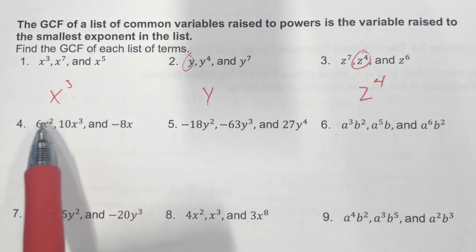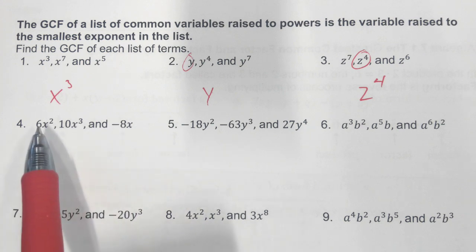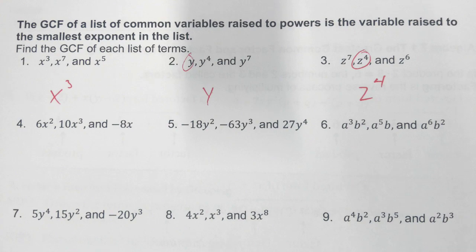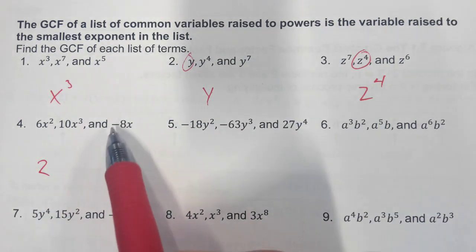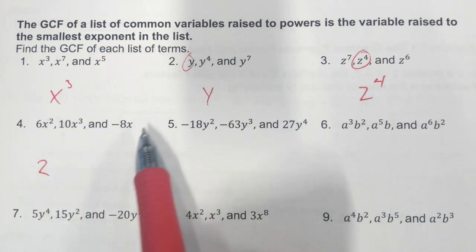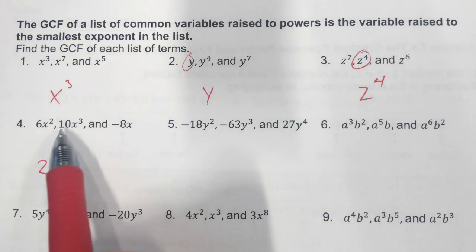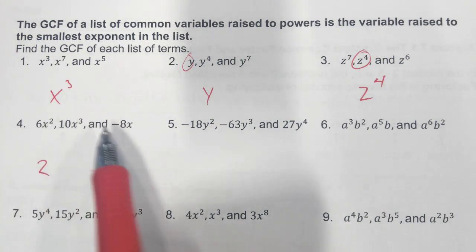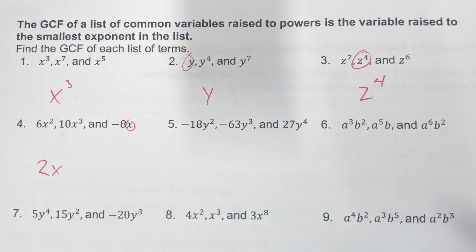We're going to start by looking at the coefficients, the numbers in front, and then we'll look at the variables. So let's start with the coefficients. 6, 10, and 8. The biggest thing that divides those three is 2. And we don't really care if that's a negative or not. We just ignore it, and we're just going to divide by the biggest number. So 2 is the biggest that would divide those three. What's the biggest variable that would divide those three? Again, it's the one with the smallest exponent. It's x. So 2x is the GCF.